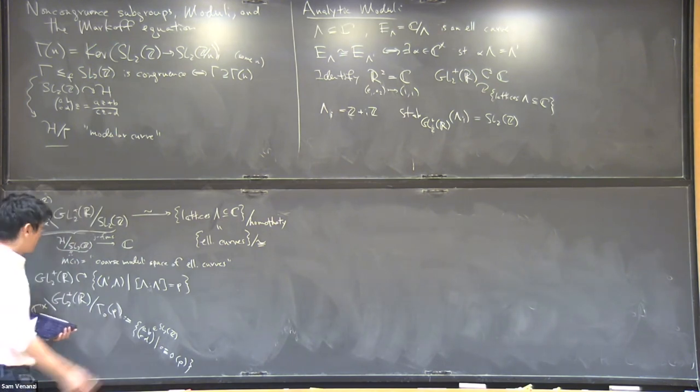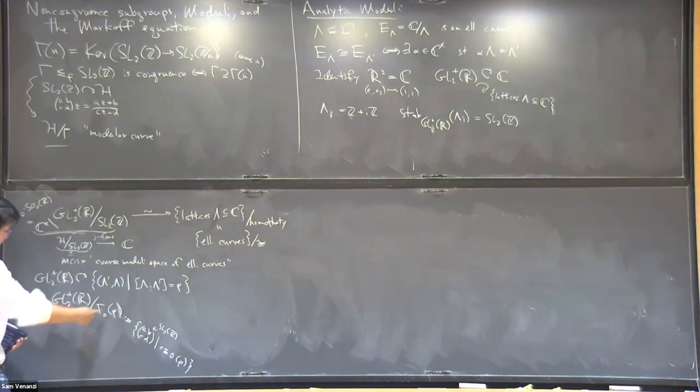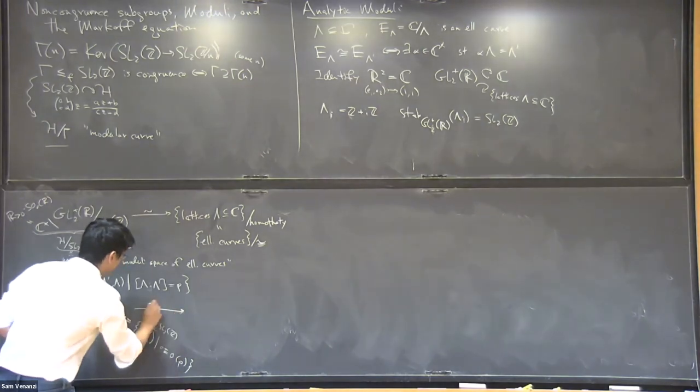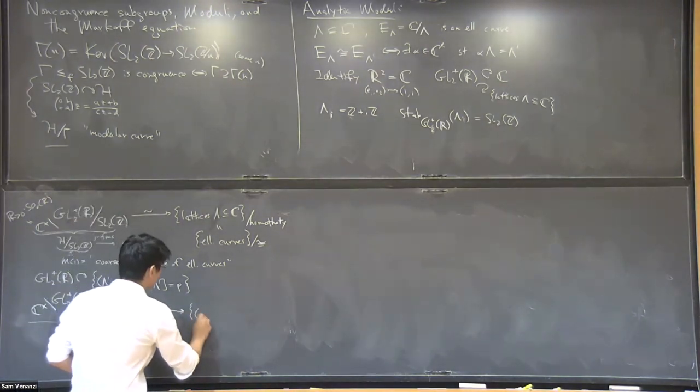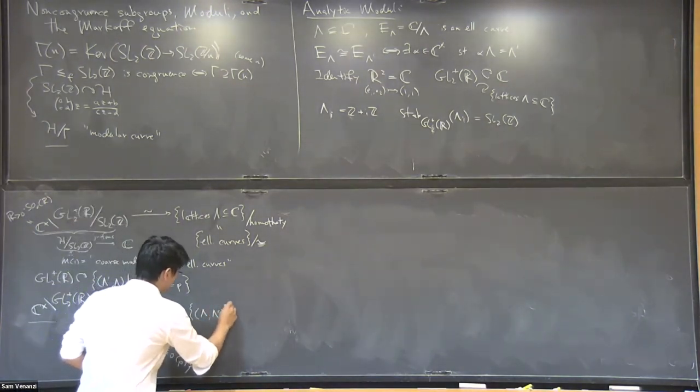Okay. And in this case, again, what you'll get is that this double coset space will be in bijection with the set of all these pairs of lattices.